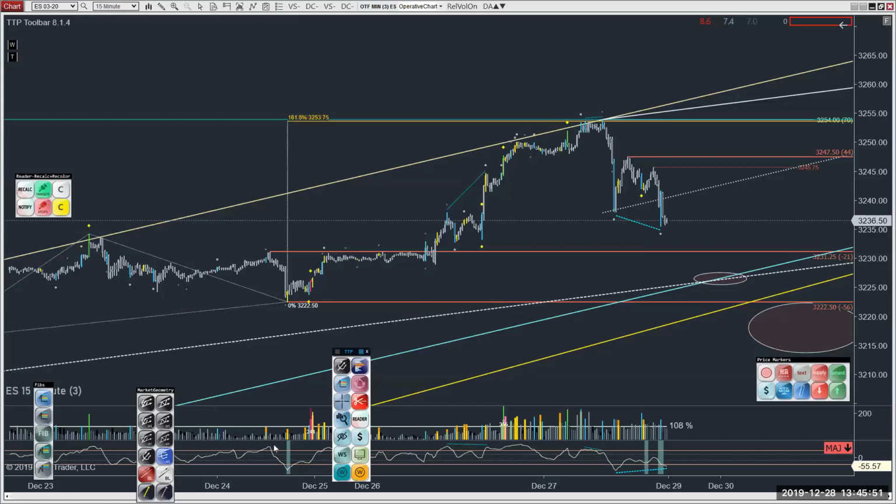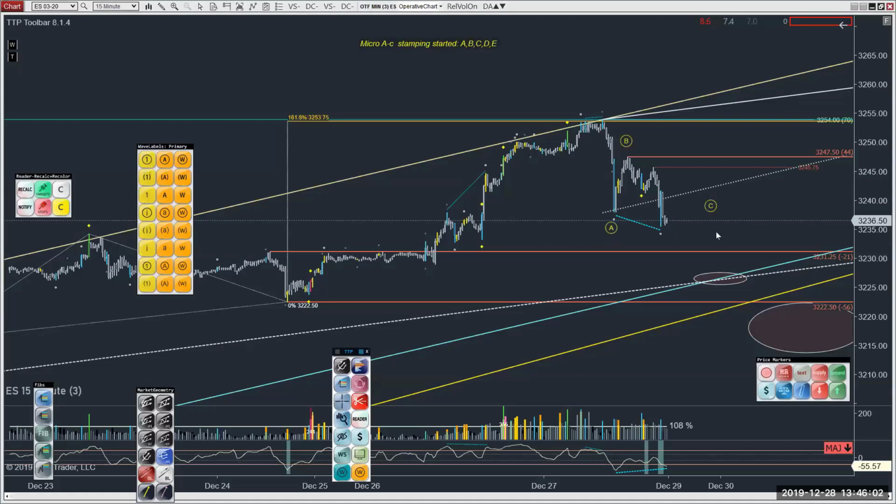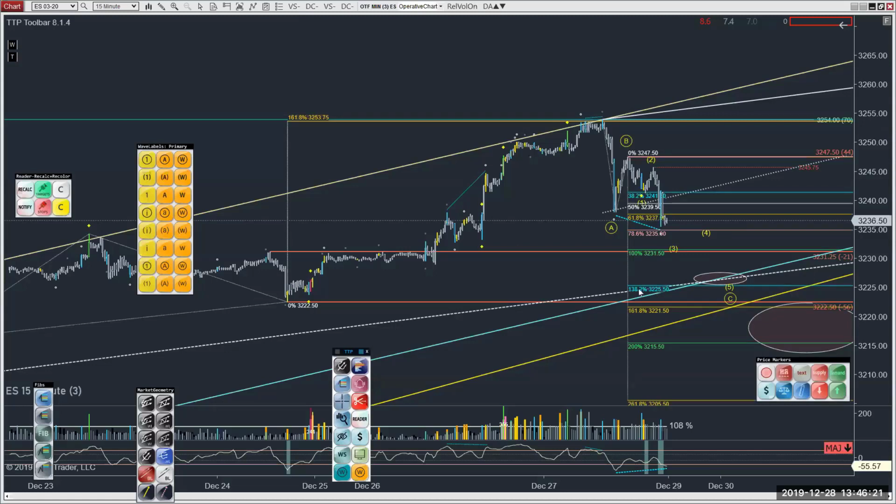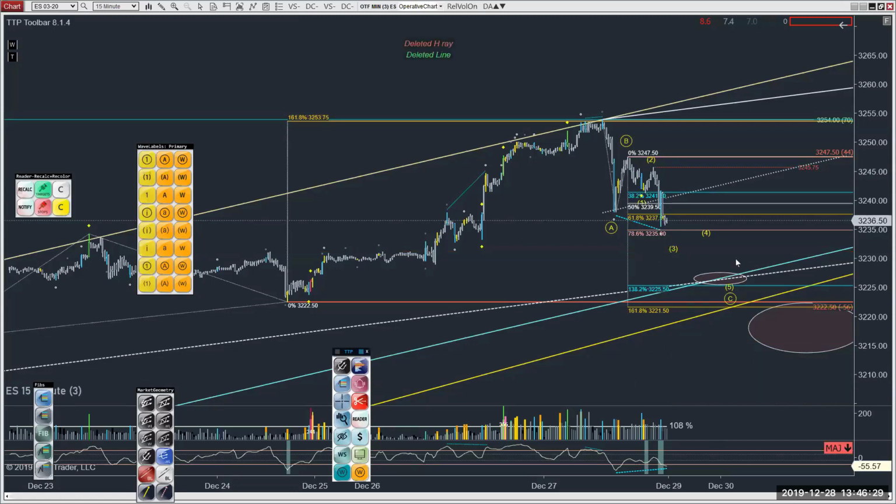So right now, if I were counting this out, I would be looking for, say, an A, B, C, 1, 2, 3, 4, 5, something like that. Maybe it'll end up being a double 3, but something like that. And then that 138.2 is our most common extension for a zigzag or a flat. This would have to be a zigzag.